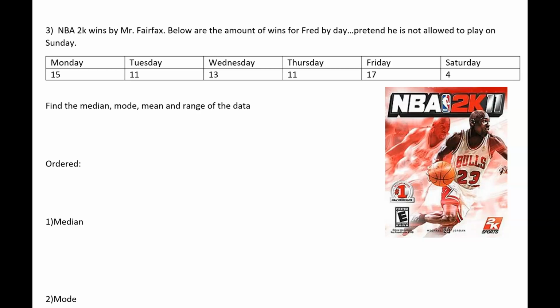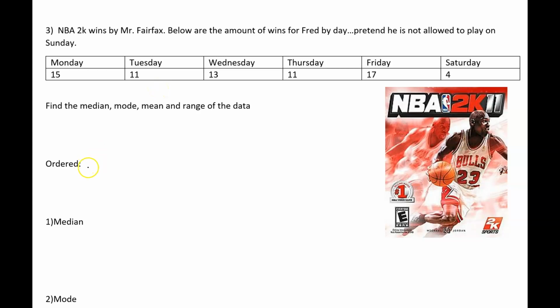I want you to go on the back, and I had some data here. So we're going to pretend that Mr. Fairfax played some games of 2K, but that he wasn't allowed to play on Sunday. So he won 15 games on Monday, 11 games on Tuesday, 13 games on Wednesday, 11 games on Thursday, 17 games on Friday, and 4 games on Saturday. I want you to find the median, mode, mean, and range of that data.